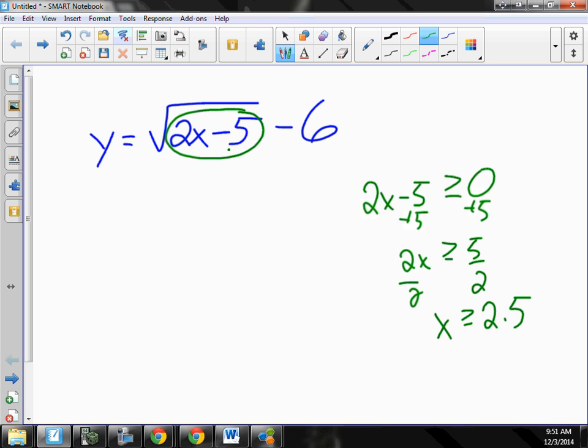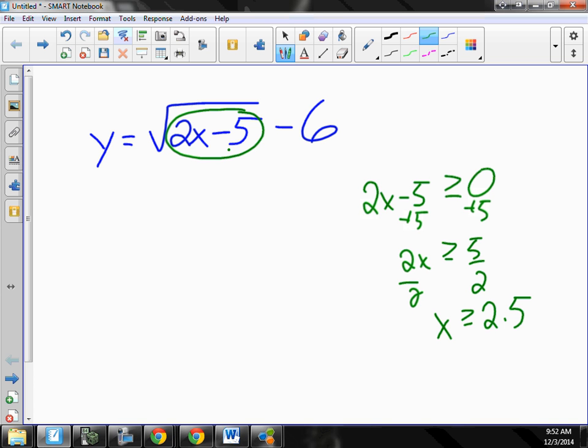If I plug in 2.5, 2 times 2.5 is 5, and 5 minus 5 is 0, and I can square root 0. If I plug in a bigger number, like 3, 2 times 3 is 6, and 6 minus 5 is 1, can I square root 1? Yeah. If I plug in something smaller than this, like 0, 0 minus 5 is negative 5, can I square root negative 5? So I'm only allowed to use x values that are bigger than this number. Okay?